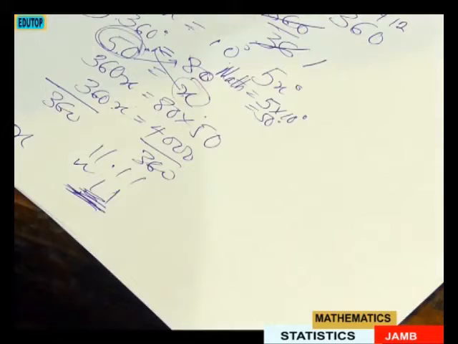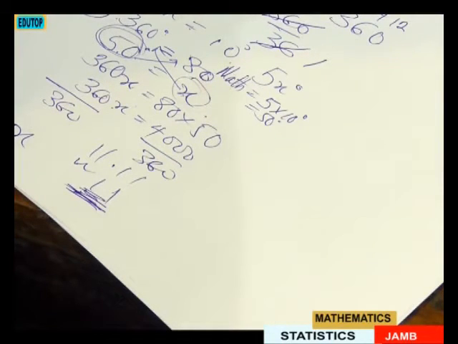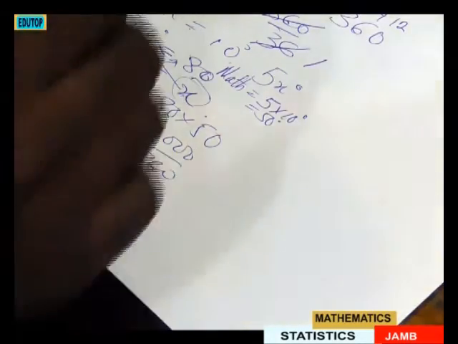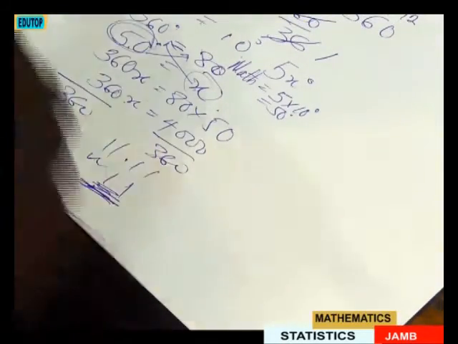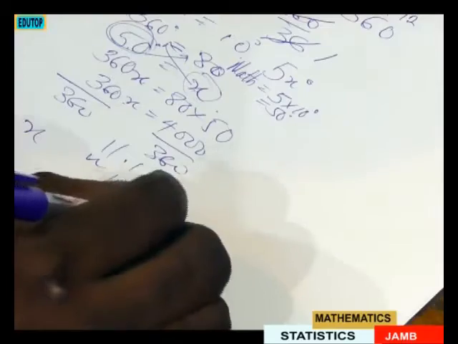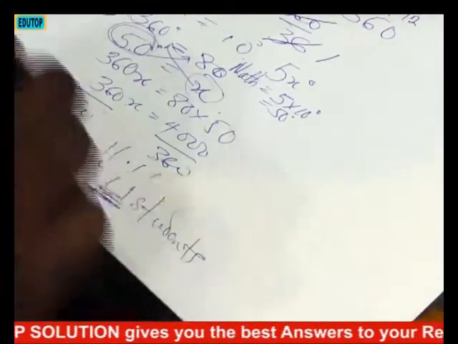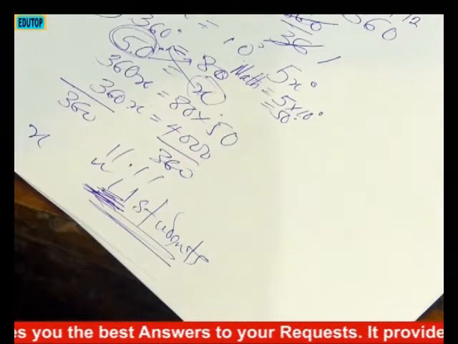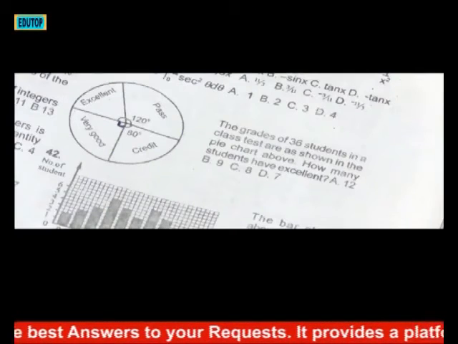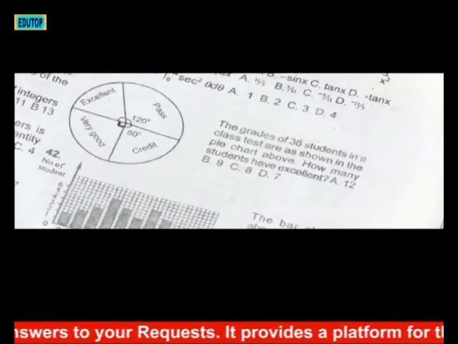So if you go by the options A 30, B 40, C 50, and D 20, according to this particular question, you will say that there is no appropriate option, because the number of students is 11 students. So 11 students will offer mathematics. This one is a pie chart.